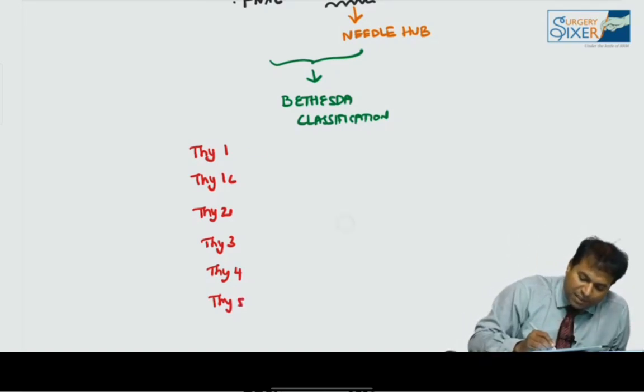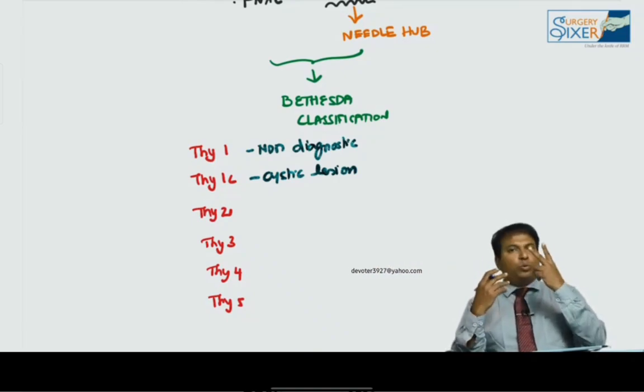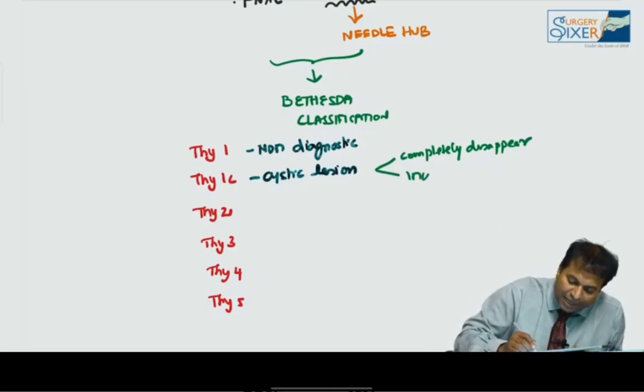Thy1 is non-diagnostic. Please remember, it is non-diagnostic. Thy1C is a cystic lesion. It is a cystic lesion in the thyroid gland. If there is a cystic lesion in the thyroid gland and you aspirate, two things can happen. Number one, the cyst can completely disappear, or it can incompletely disappear.